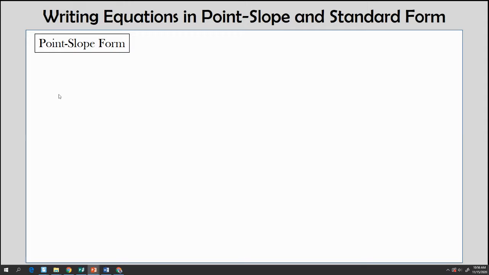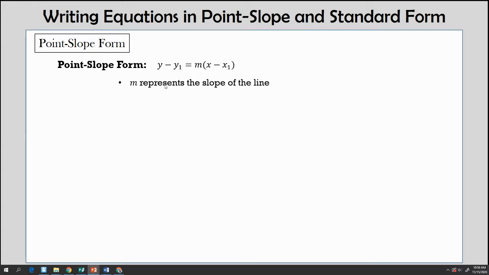Okay, so it's important that you write these down and have these available to see to help you with this process. All right, first thing we look at is point slope form. Now, point slope form looks like this. It's y minus y sub 1 equals m times the quantity of x minus x sub 1.